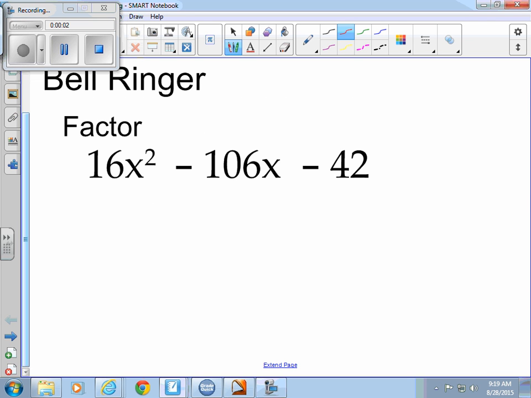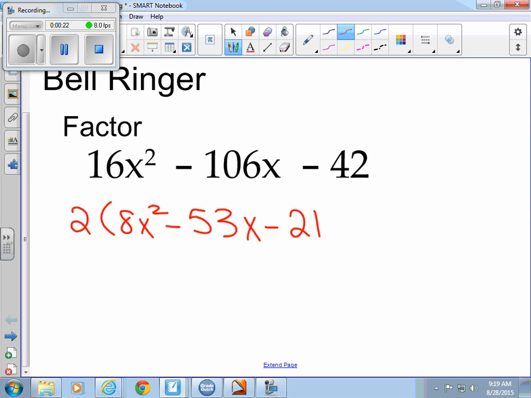What do we do on this problem? A GCF. What is the GCF? That may not feel like it did that much, but are the factors of 8 and 21 much better than the factors of 16 and 42?